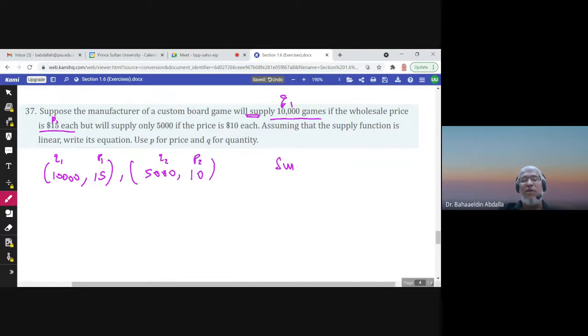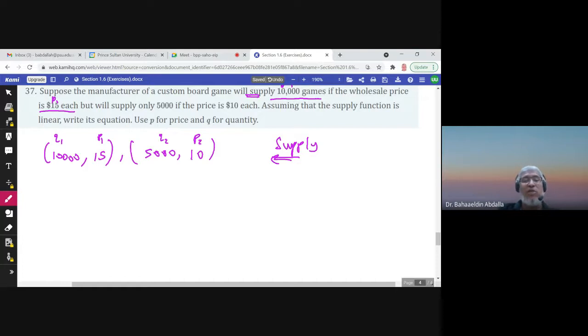So for the supply function, I have this information. It's a linear function, and it passes through these two points. The question: find the supply function, assuming that it is linear, and write its equation. The equation would be P minus P1 equals the slope times Q minus Q1, where the slope is delta P, because P represents the Y coordinate, over delta Q, which represents the X coordinate.